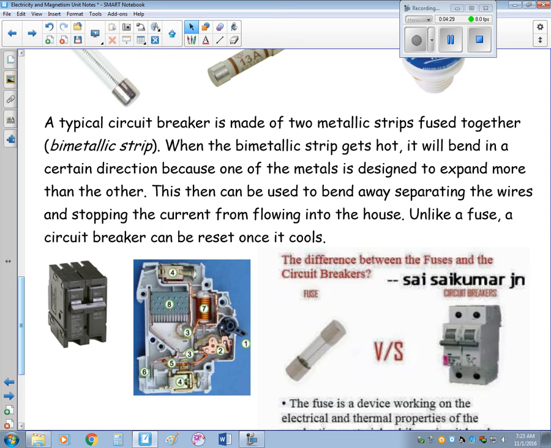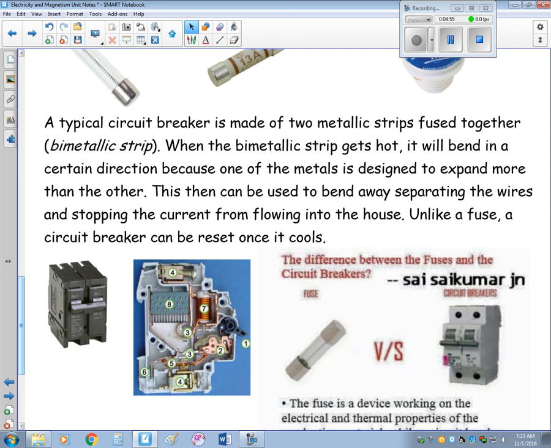And this is two metallic strips that are fused together. And when it gets hot, it starts to bend in a certain direction. You'll hear a popping sound, and that then stops the current. Once it cools, you can reset it. And the nice thing about that is that it's reusable. A fuse, once it blows, you have to throw it away and buy a new fuse. A circuit breaker, you can use over and over and over again.